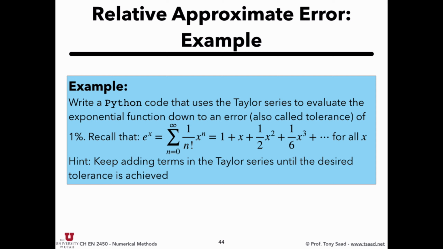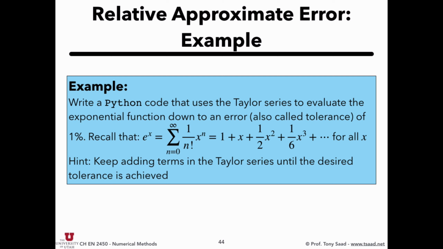We don't have the patience to do that. Instead, we're going to use Python to write a code that uses the Taylor series to evaluate the exponential function at any value of x, but we're going to evaluate it down to an error of 1%. So the question is, write a Python code that computes your Taylor series down to an error of 1%. We call that tolerance. That's the error we are willing to accept in your evaluation of the exponential function.